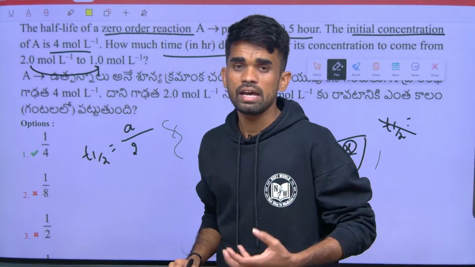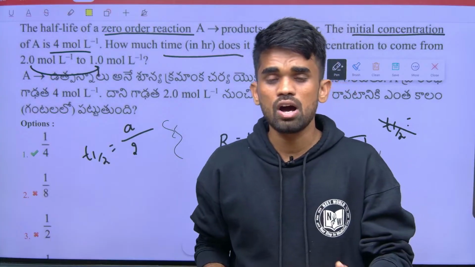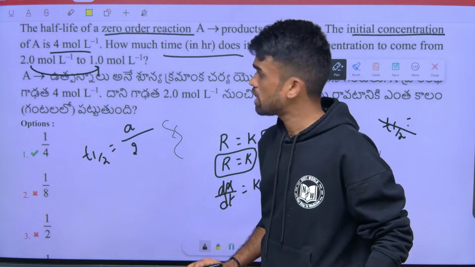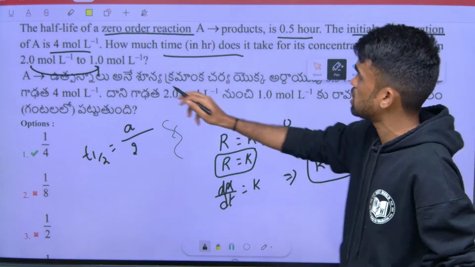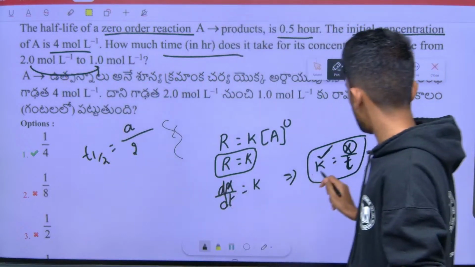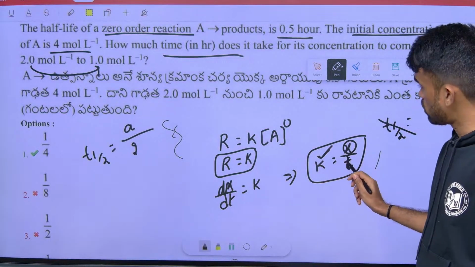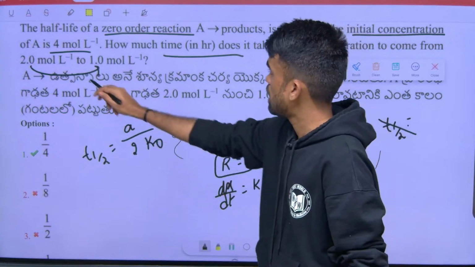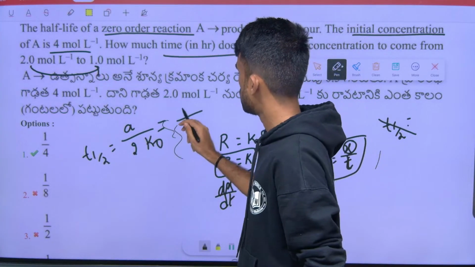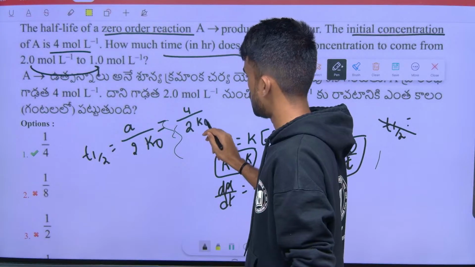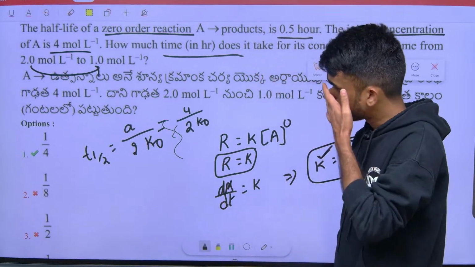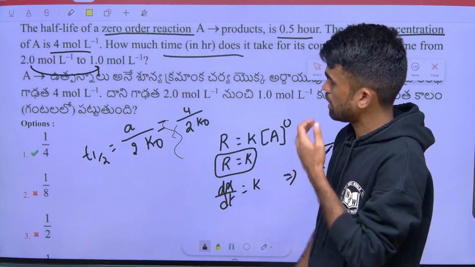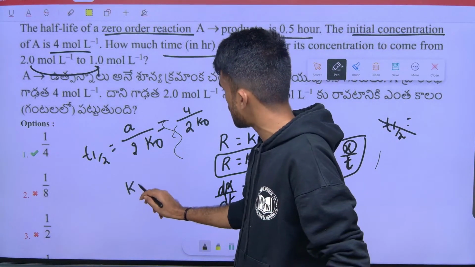For example, A equals 100. What is half of that? 100 by 2, that is 50. That's why I am making it A by 2. So what is the initial concentration they mentioned? It is 4. So I am writing t half equals A by 2 K naught, for zero order. What is the value of A here? They mentioned 4. So 4 by 2 K naught I am writing. From this 4 by 2 K naught, I want to find K naught.